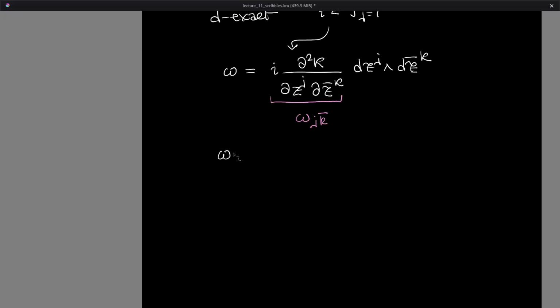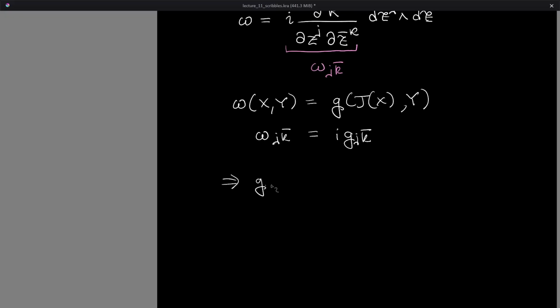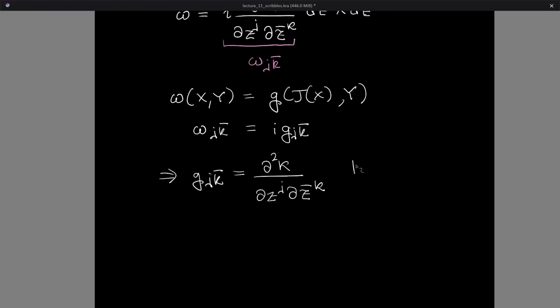And if we remember that omega of x, y is equal to g of J x, y, then omega j k bar is equal to i g j k bar. That implies that g j k bar, the Riemannian metric, is equal to partial squared K over partial z_j partial z bar k. And this is called the Kähler metric. It's a specific refinement of the normal Riemannian metric.